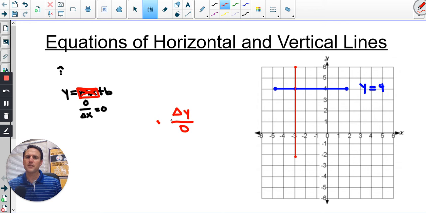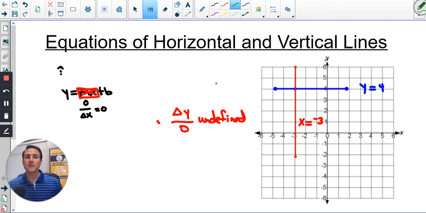And when you have a fraction that looks like this with 0 on the bottom, then it is undefined, right? That's what we say about these kind of slopes. It's undefined, right? Okay, but kind of like the last example with the horizontal line, you can see that this vertical line does pass through an x-intercept. And so that's why the equation of a vertical line is always going to be x equals whatever that value is. And in this case, it's -3.